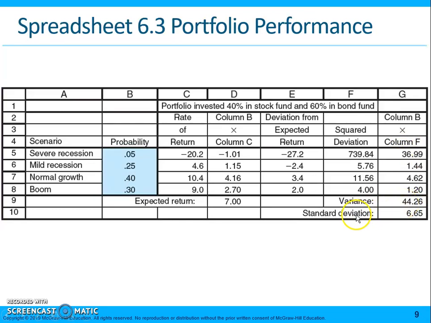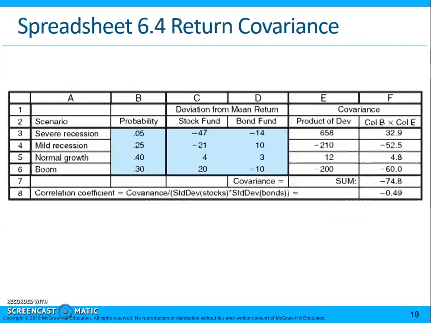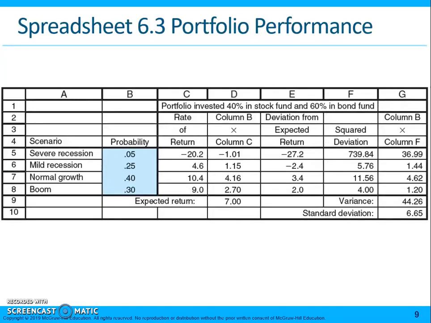And then we take the square root of that variance and come up with the standard deviation for our combined portfolio. So we can create a portfolio with a 7% expected return with actually a lower standard deviation than either of the separate portfolios. This is an example of diversification.